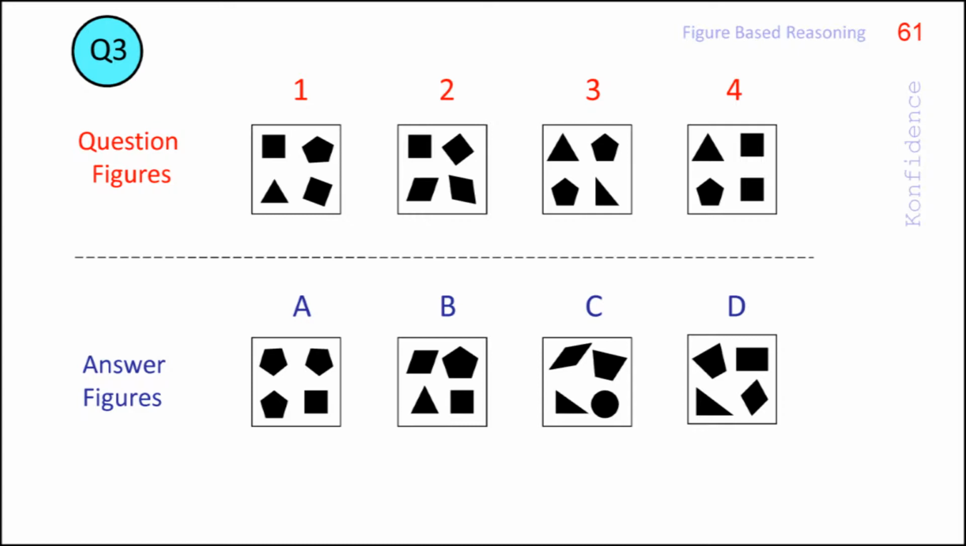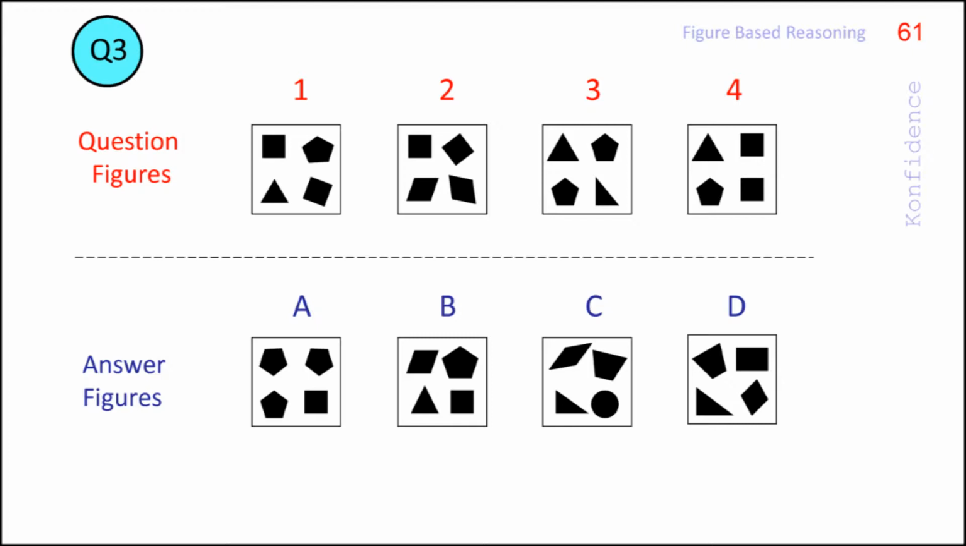So, in short, in all the figures, if you add up the number of sides of all the figures, it will be 16. Now, look at the answer figures. In the first figure, we have 3 pentagons and a square, a sum total of 19 sides. In the second figure, we have a pentagon, a triangle, and 2 quadrilaterals. That makes it 16 sides.